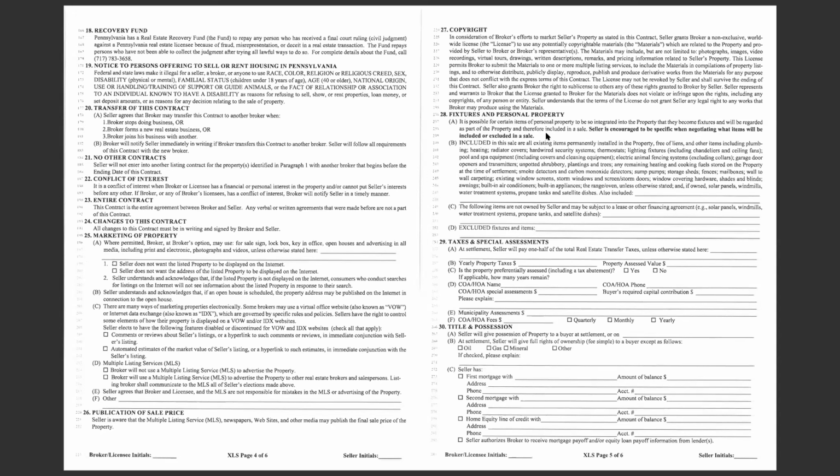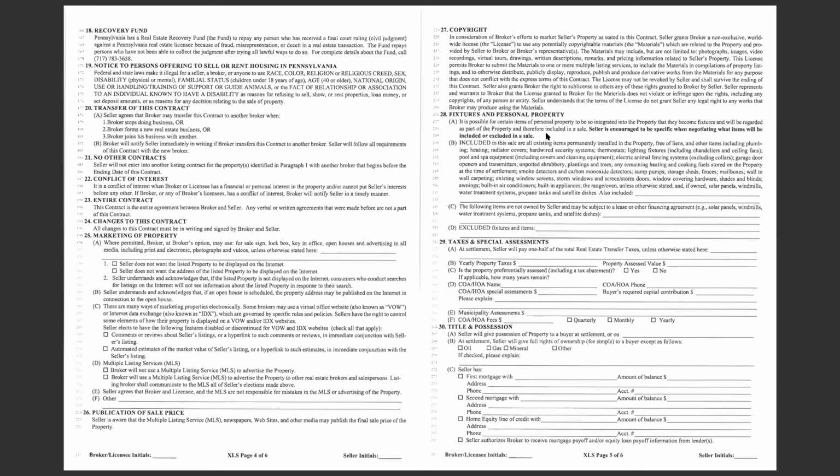It talks here about how we're going to promote the property. And if you go all the way down to D, 25D, multiple listing service, broker will use the multiple listing service. You want to check that off. Publication of the sale is public knowledge and will be disclosed in a newspaper, website, or other media. Talks about copyrights, fixtures, and personal property.